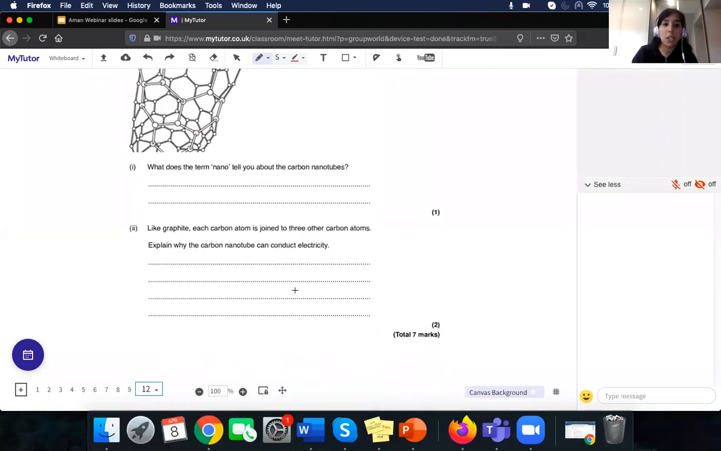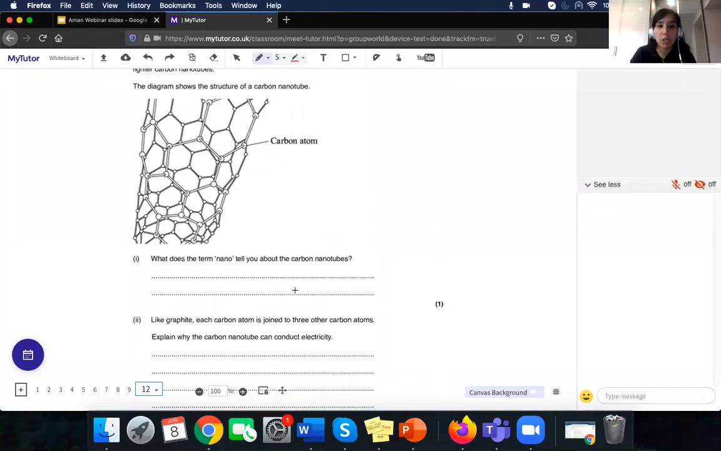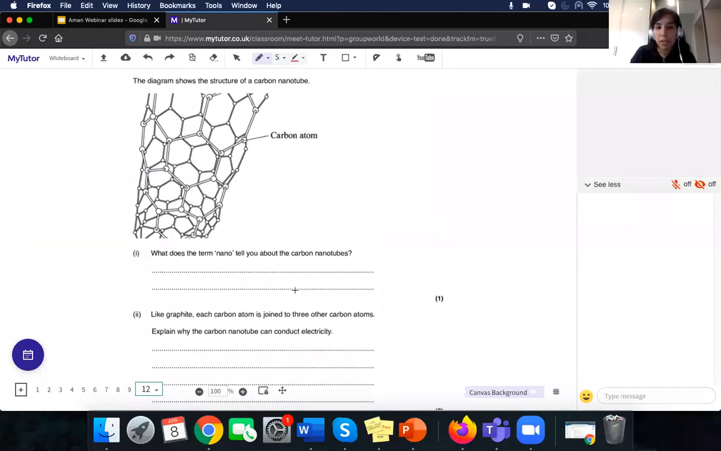Like graphite, each carbon atom is joined to 3 other carbon atoms. Explain why the carbon nanotube can conduct electricity. Why can carbon nanotubes conduct electricity? Yeah, brilliant. There are delocalized electrons which can carry charge throughout the structure. Very well done, everyone. That's exactly correct.